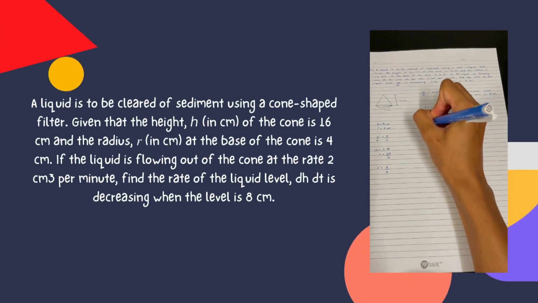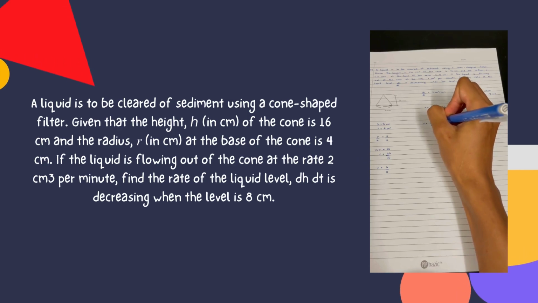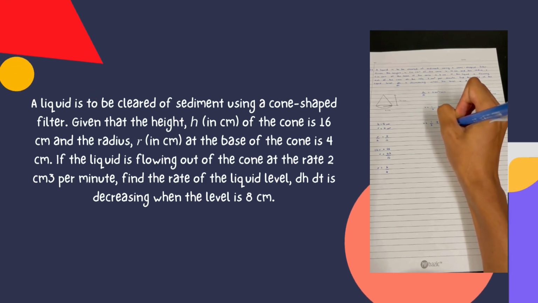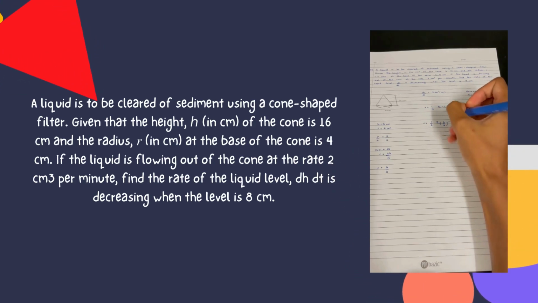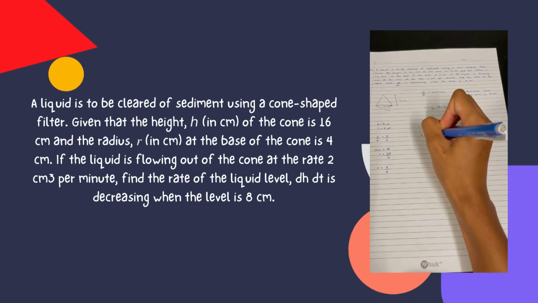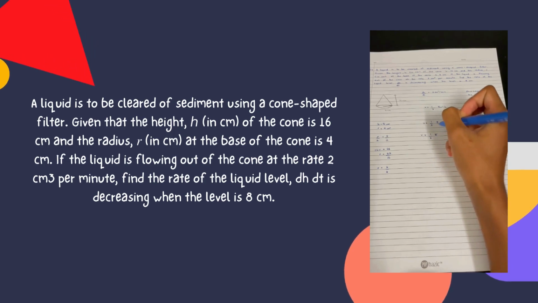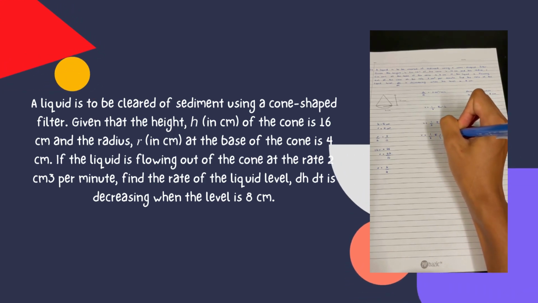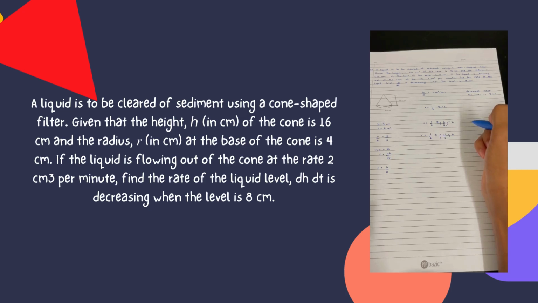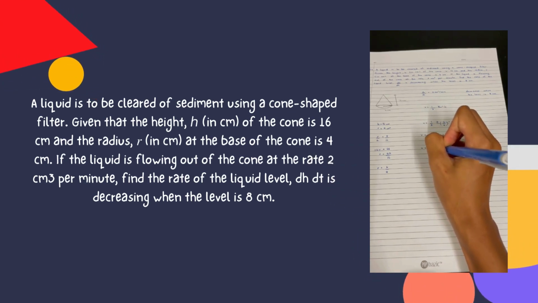After that, we replace the r in the cone formula with h over 4. So it will be 1 over 3 pi, h over 4 square, times h. We expand the h over 4, which goes to 1 over 3 pi h square over 16 times h. Then we expand some more, which leads us to 1 over 48 pi h cube.